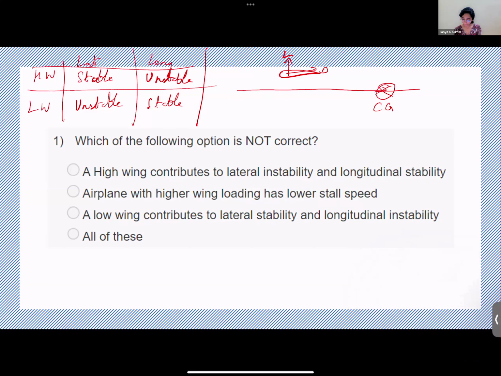So this lift, when it acts about the CG, suppose it's subjected to a gust, and you have an alpha here, and your lift contributes towards further destabilizing moment. What about drag? Does the drag create stabilizing or destabilizing moment in this configuration?